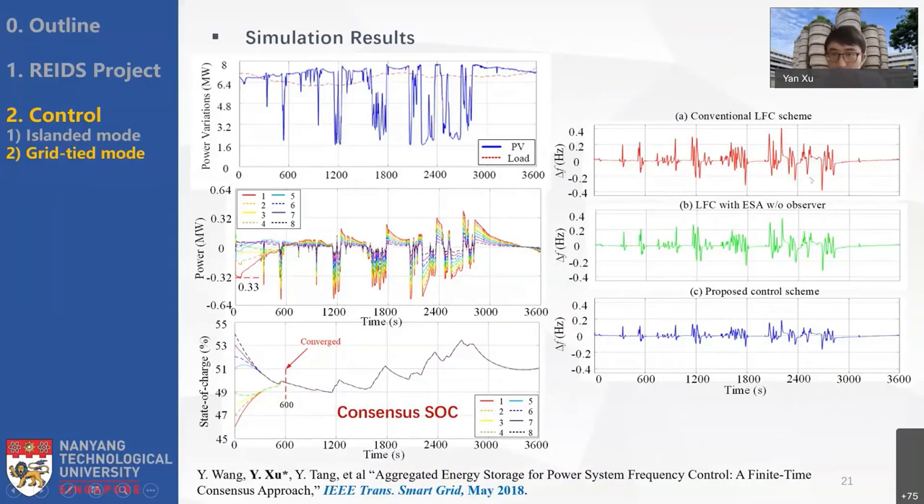So this is some testing results. You can see that without the energy storage system, this is a frequency fluctuation. And after using our proposed method, you can see the frequency fluctuation becomes much smoother. And you can also see that the different energy storage units can achieve the consensus SOC, which is the objective in this work.